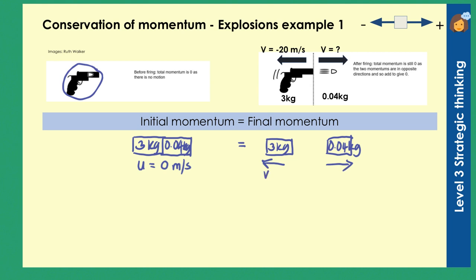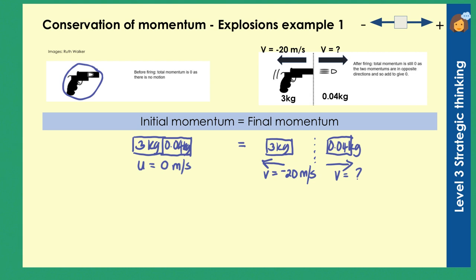And the next step, then, we can write down the velocity. So the final velocity of the gun, sorry. The gun recoiled backward at 20 meters per second. And let's put a dotted line there. And the bullet is moving forward. It has a forward momentum. And we don't know its velocity. And that's what we're trying to work out.